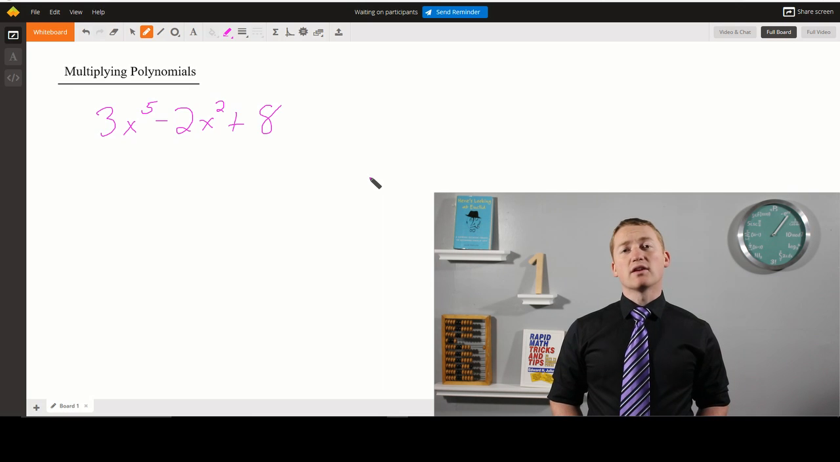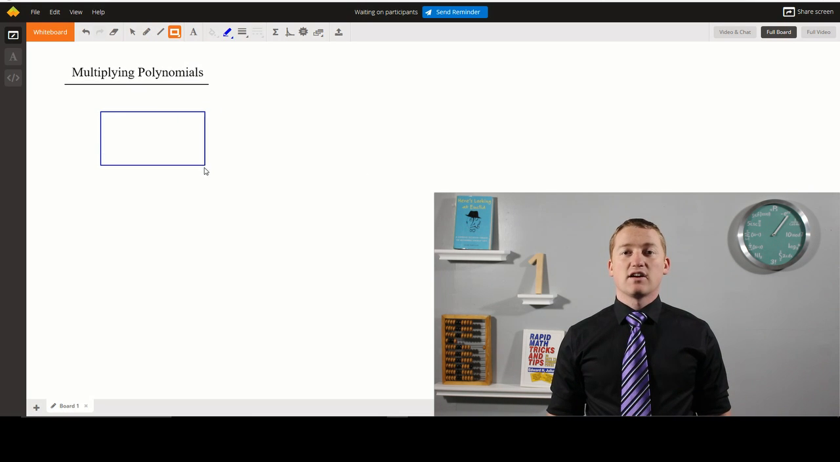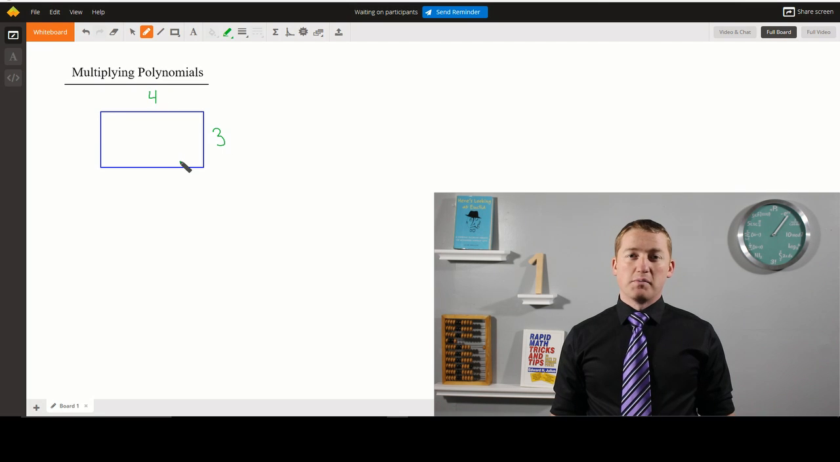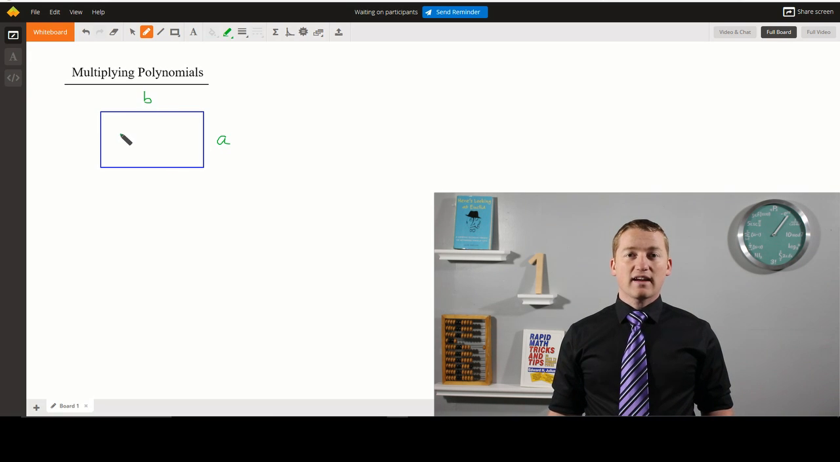So in multiplying polynomials, we're going to use the same idea that we do for area. So we had a rectangle with side lengths of 3 and 4. If you multiply 3 and 4 together, you'd get an area of 12. That's great, but we're going to work more with variables. So if you have a rectangle and you have side lengths of a and b, then in that case, your area is going to be a times b. Now let's make it a little tougher.